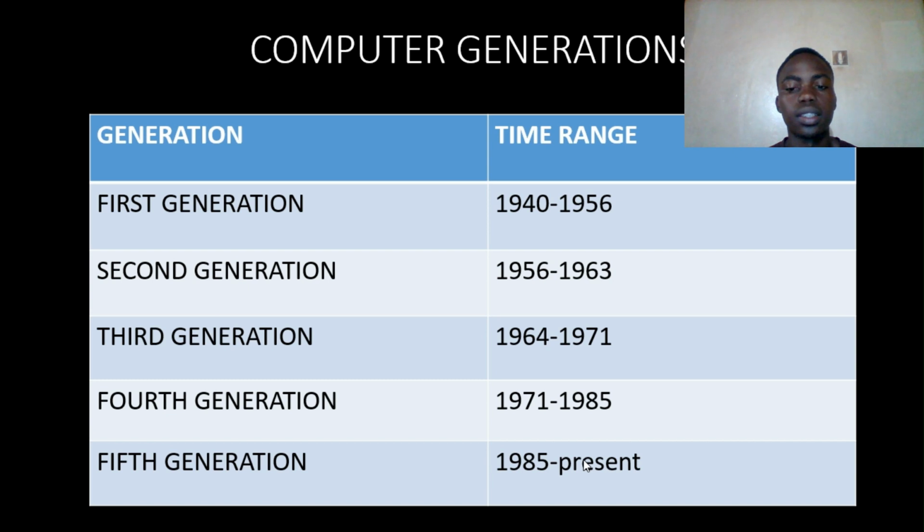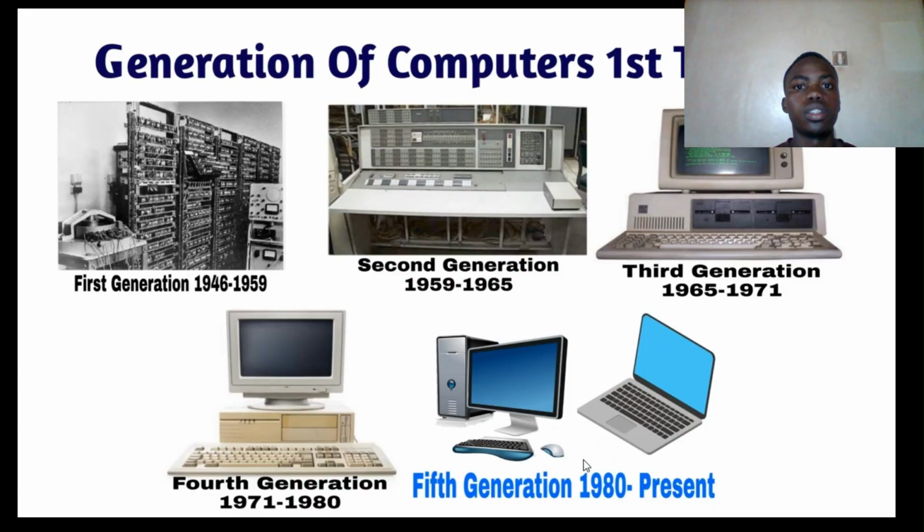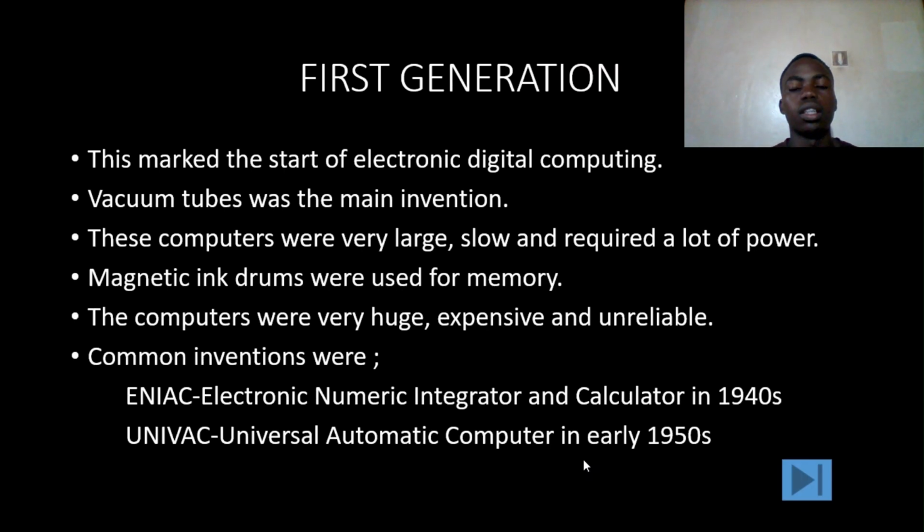When you look at the years, I've made a slide indicating the years, seeing first generation, second, third, and fourth, up to fifth, the present generation, because our fifth generation runs from 1985 up to the present. This is a pictorial presentation of the generations. We see in the first generation, computers were very large as we're going to explain. Then the first generation marked the start of electronic digital computing.